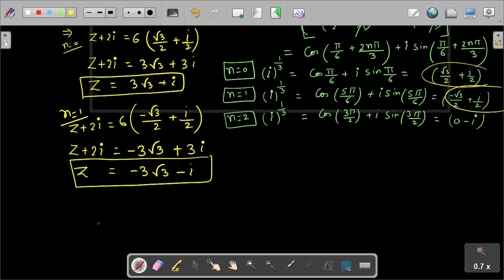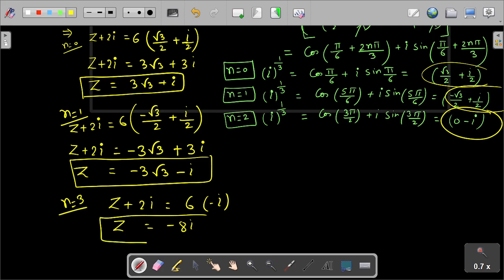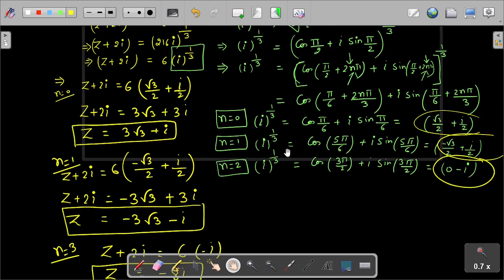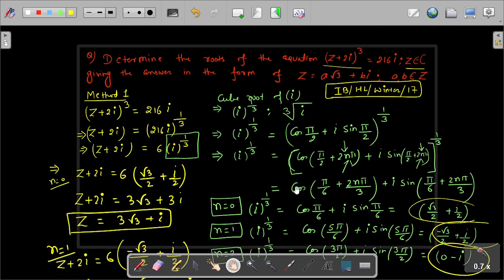Similarly, let us put n = 3. So we will get z + 2i = 6 times of -i, because the third root was this. So z = -6i - 2i, that is -8i. So this is the third solution of this given equation. I hope you have understood the solution of this question. This was the first method. Let us see the next method.